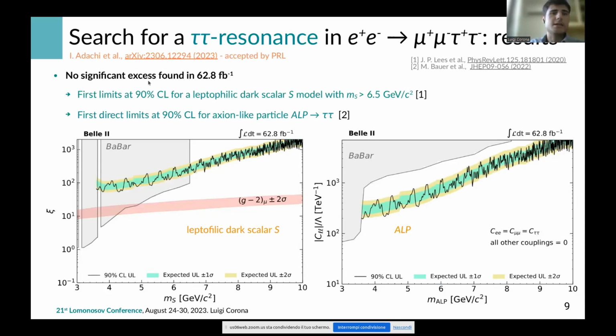We didn't find any excess in 63 inverse femtobarns of data. Here the main results are that we can limit some models for the first time, so some world-leading limits, in particular for a leptophilic scalar model with mass higher than 6.5 GeV, that you can see in the plot here on the left, and for axion-like particles decaying into tau. These are also in this case the world-leading limits.